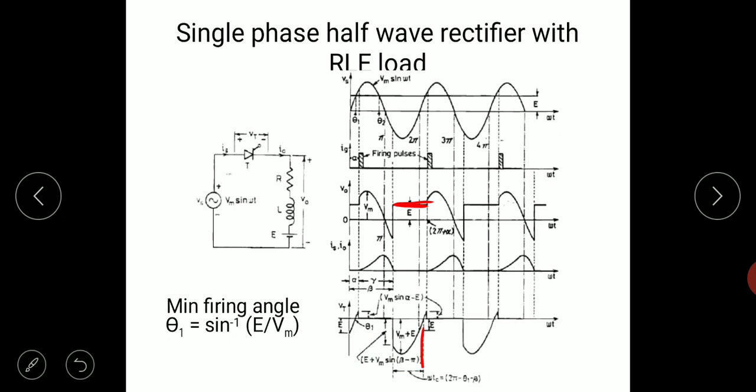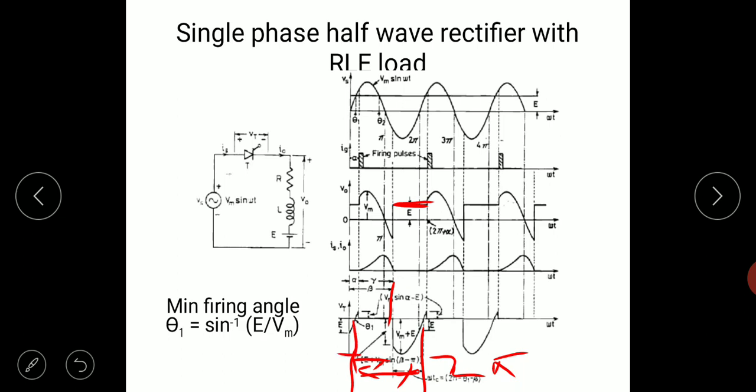If we consider this interval, let us check from this side. This total time is 2 pi. We have subtracted beta angle from this. Beta angle is this much. So we have subtracted this much. This is 2 pi minus beta, and we have this theta 1 angle.